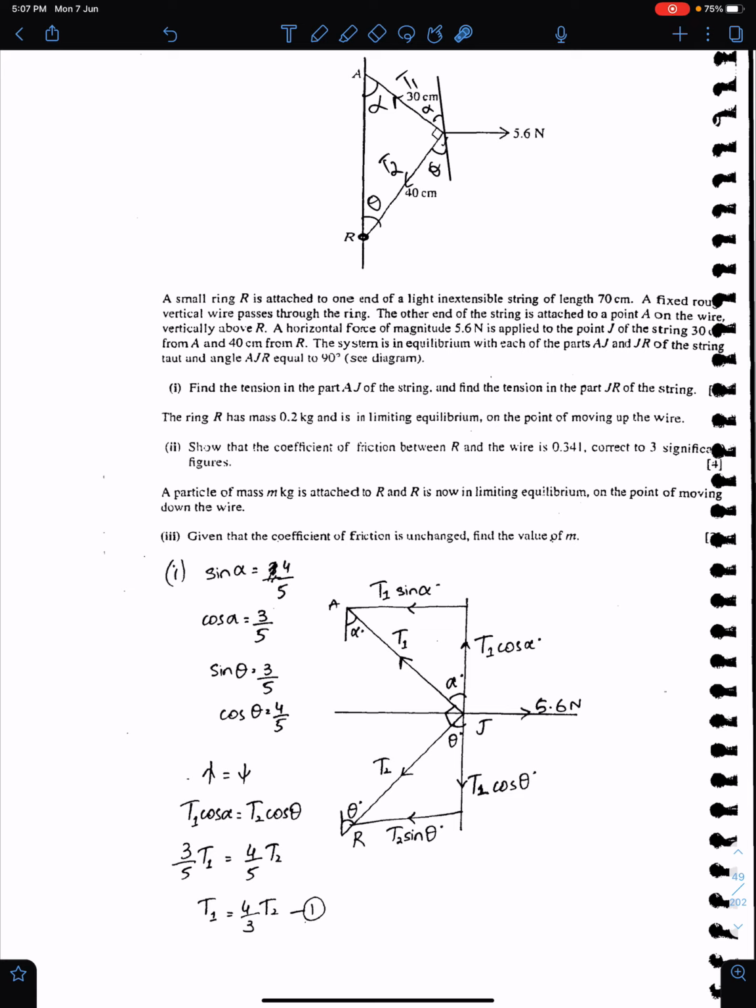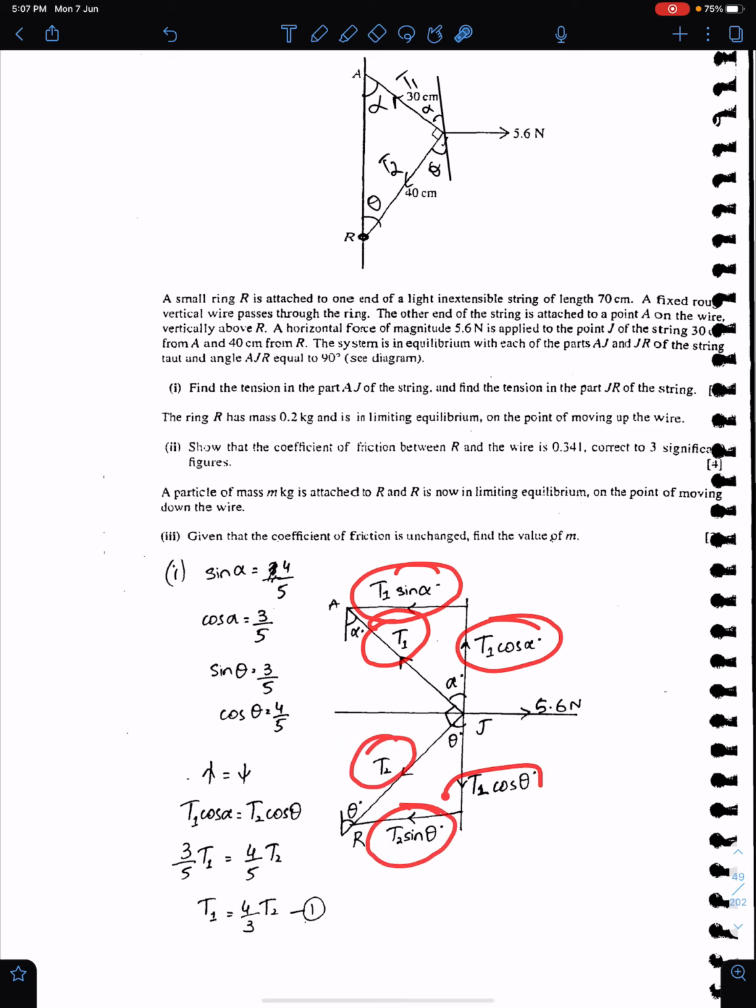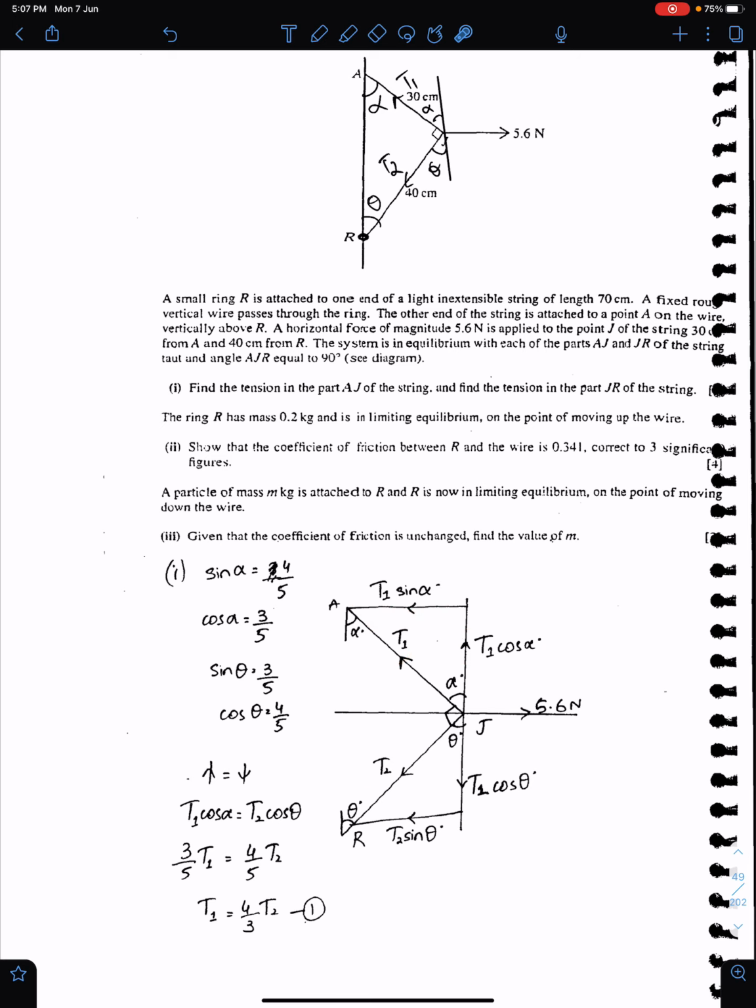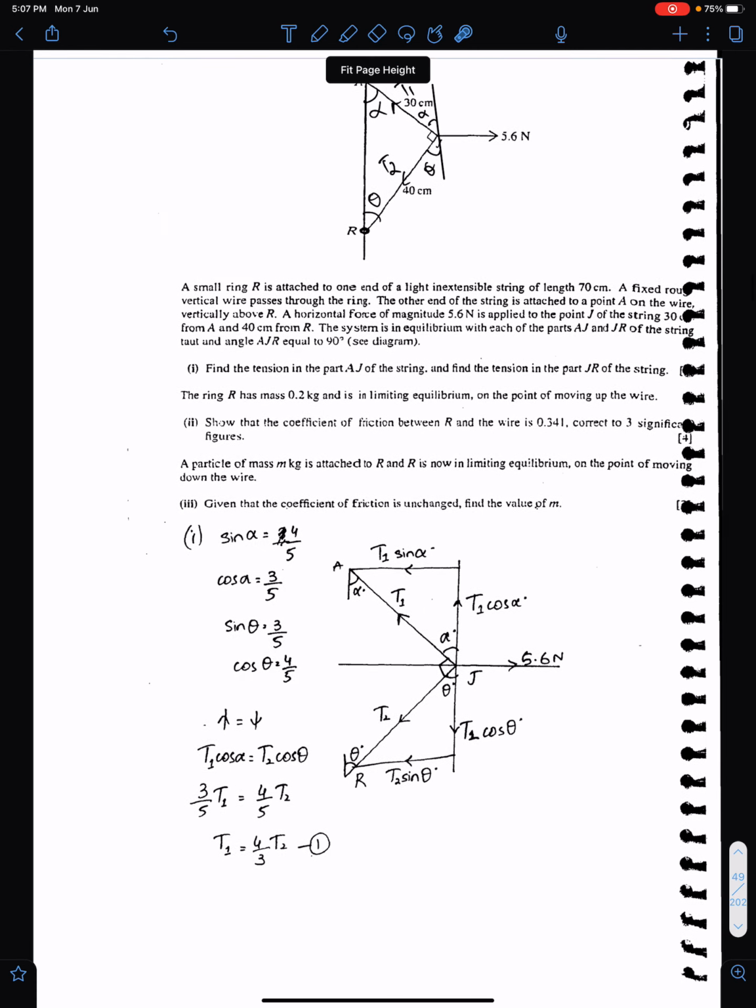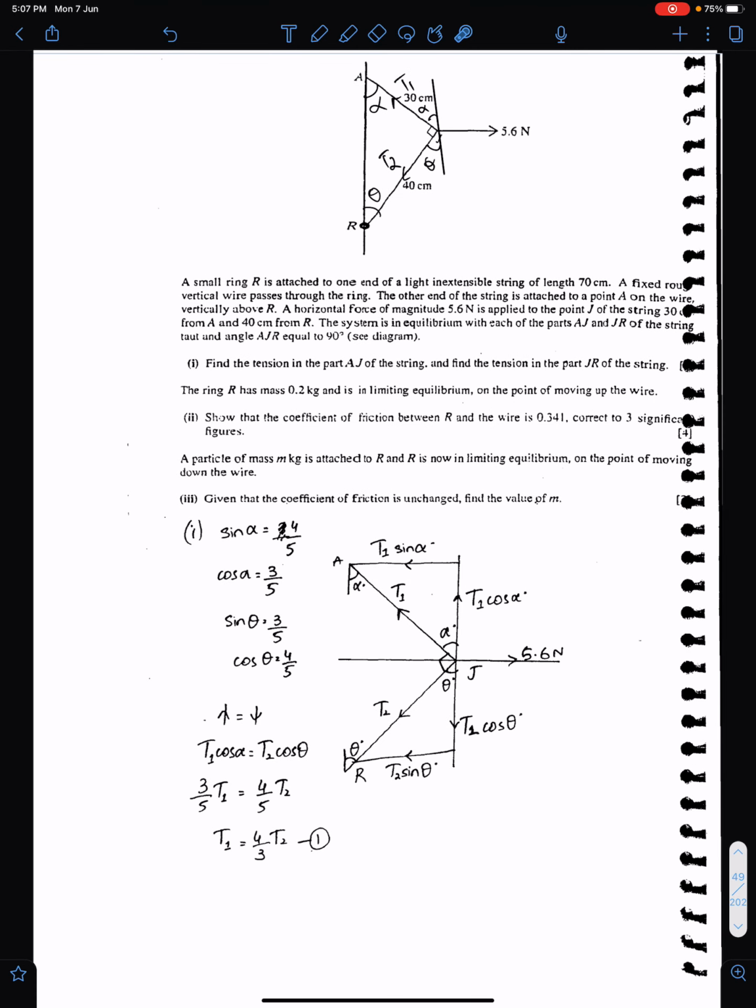Now, when you resolve forces at J, the tensions will act away from J. So this T1 has two components, T1 cos alpha and T1 sine alpha. This T2 has two components, T2 sine theta and T2 cos theta. You just need to equate these two with 5.6 and T1 cos alpha with T2 cos theta. By solving these two equations, you can get the values of T1 and T2. The most important thing is the correct force diagram.